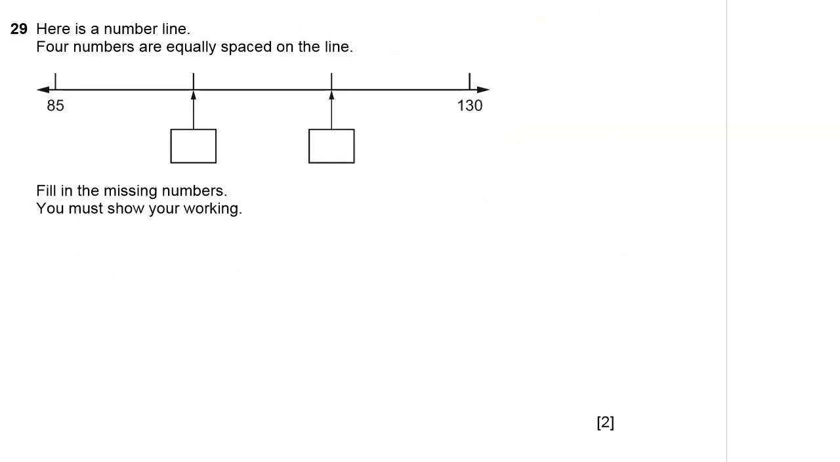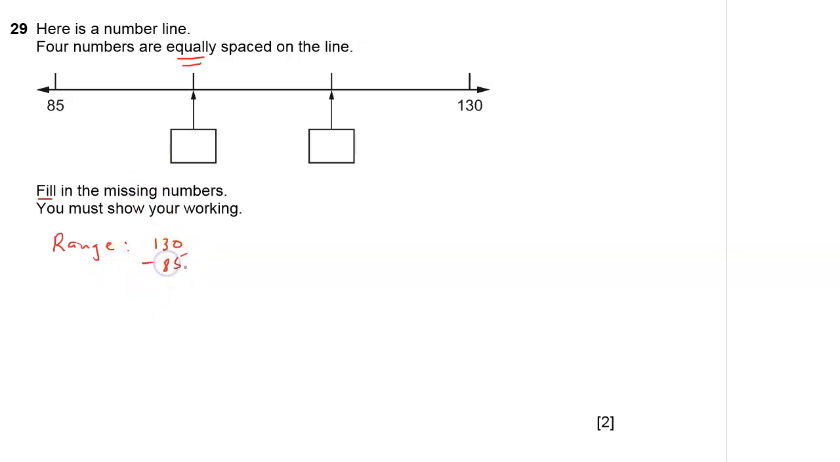Question number 29. Here is a number line. Four numbers are equally spaced on the number line. Fill the missing numbers. You must show your working. Right, to fill the missing numbers, we first get the range. The range is the difference between the greatest number, which is 130, and the smallest number, which is 85. So I prefer writing it this way for you to see how we are doing this.